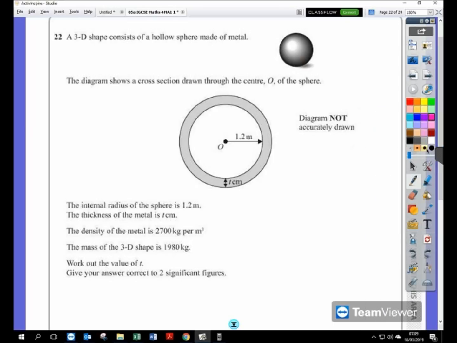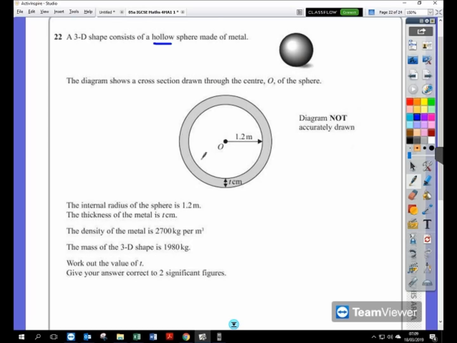Right, this is quite a challenging question. Grade 9 at the end of the paper. A 3D shape consists of a hollow sphere made of metal. Now, you have to understand that this word hollow is very important, because it's a bit like if you think of a football. A football is made out of a certain material, but the inside of a football is air.